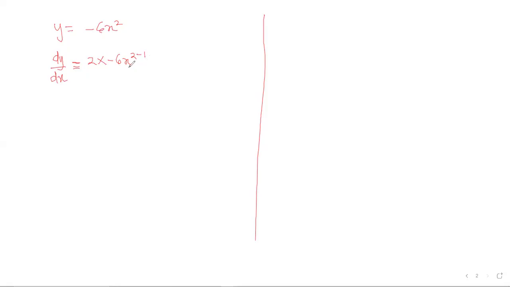So now we have 2 times negative 6, which is negative 12. And now 2 minus 1 will give us 1. So now we have x exponent 1. But then we don't write the 1. So it means that when you differentiate y is equal to negative 6x squared, you are going to get negative 12x. That is all for differentiation.